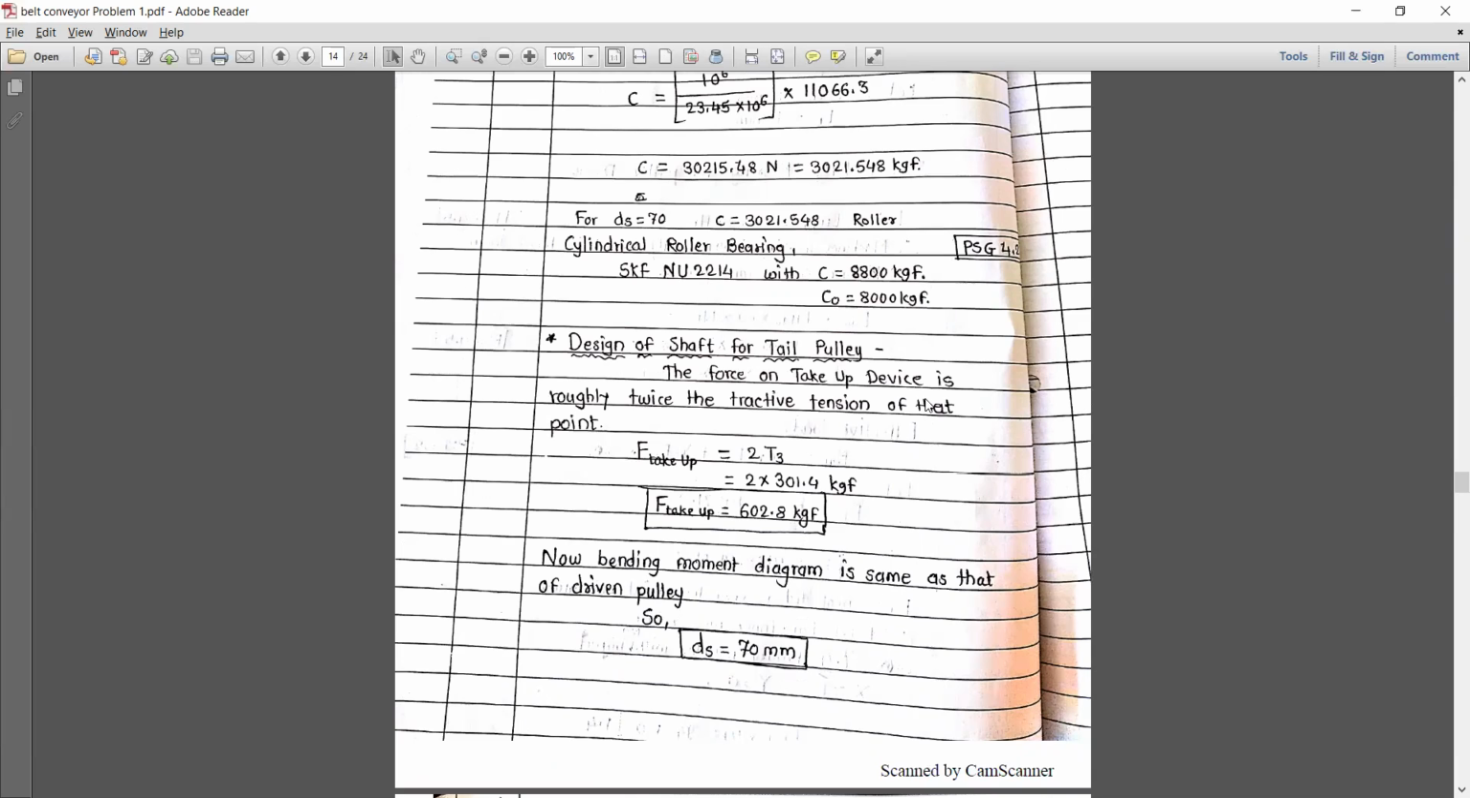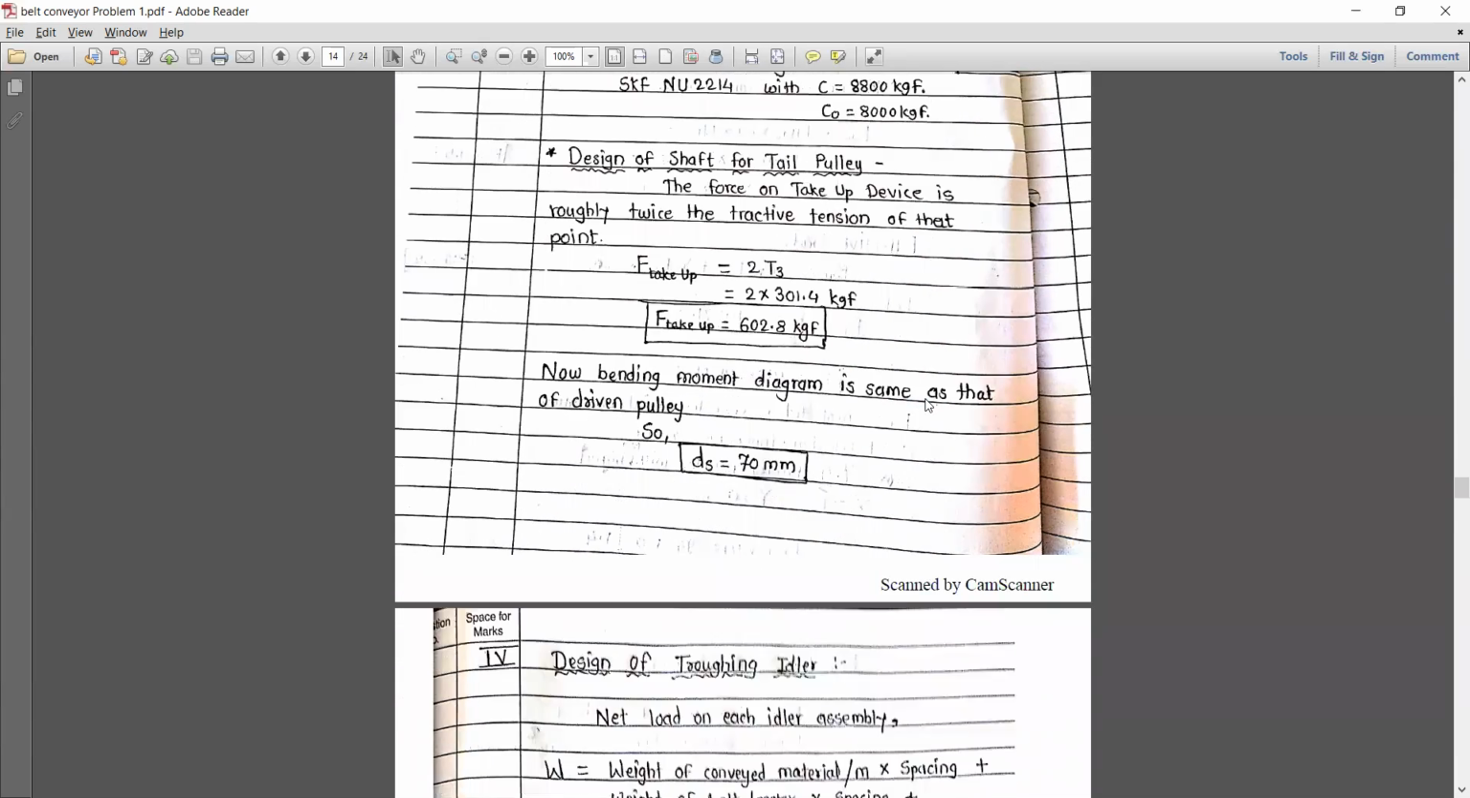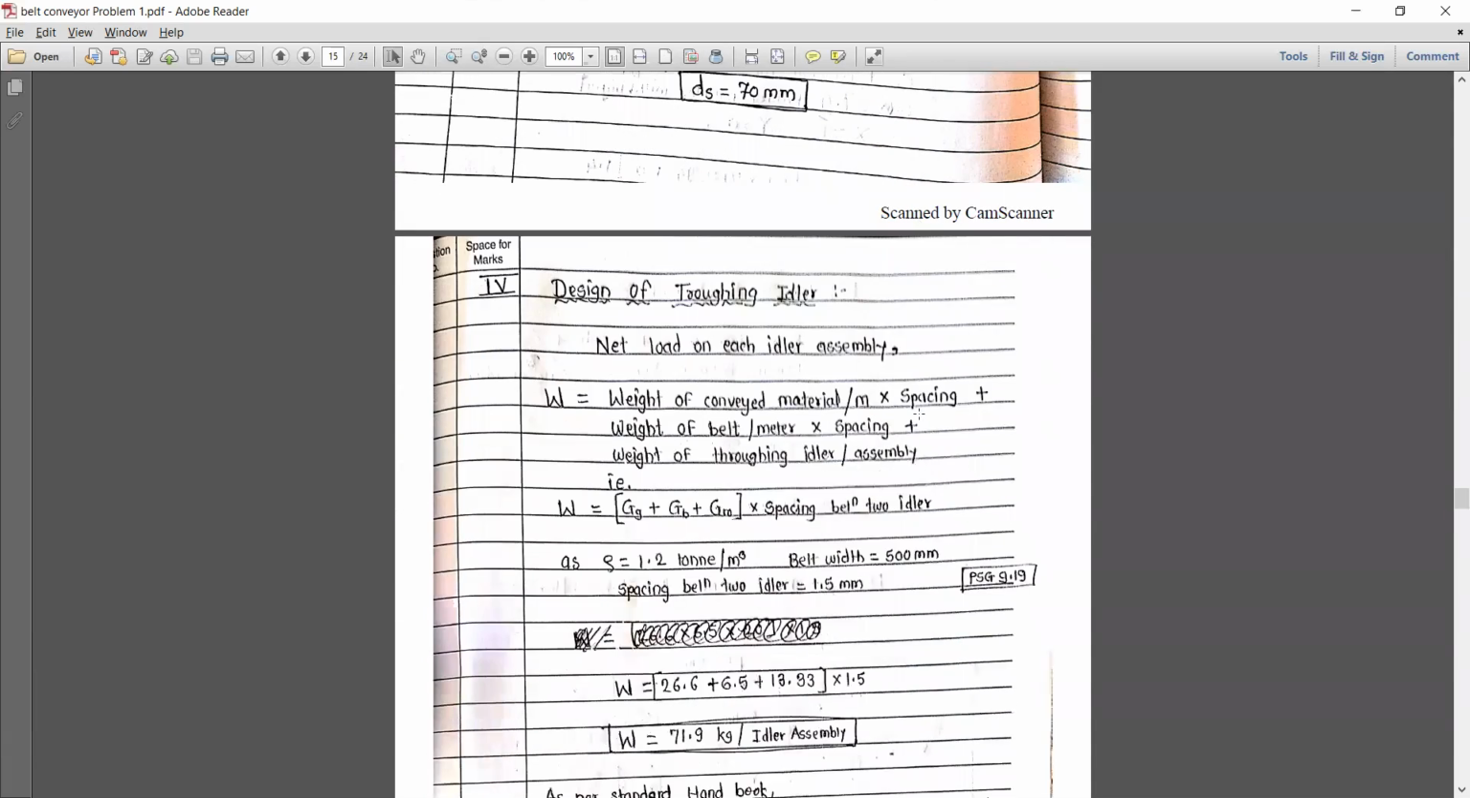Now next, the design of shaft for tail pulley. The force on the take-up device is roughly considered as twice the tractive tension. So the force on the take-up pulley is equal to twice T3, that is the tractive tension. So F take-up is equal to 602.8 kgf. Now the bending moment is the same as that of the driven pulley. So the diameter of shaft is equal to 70 mm.